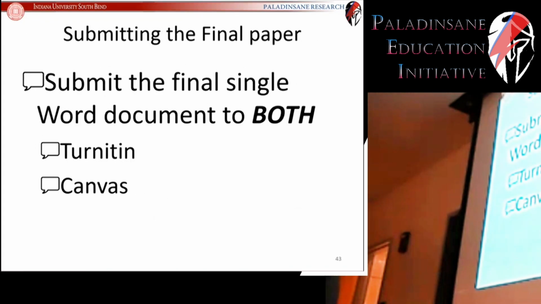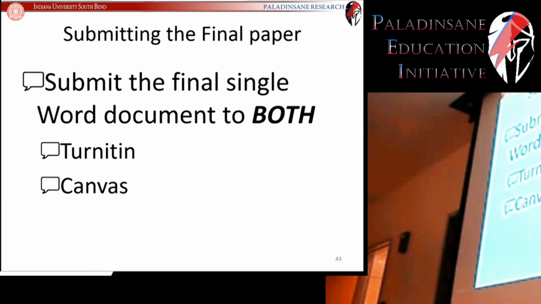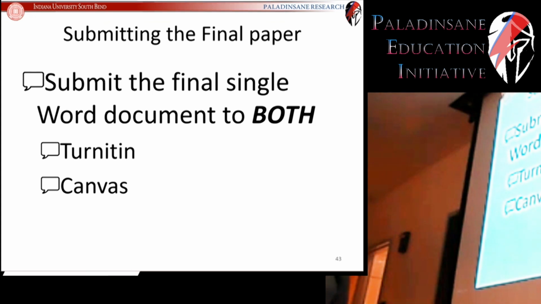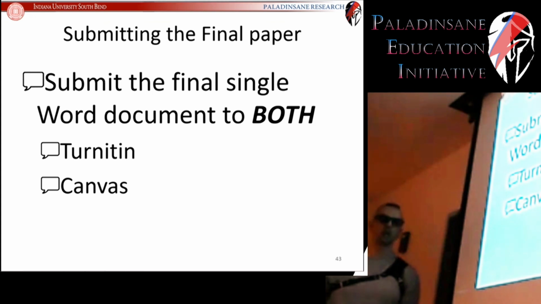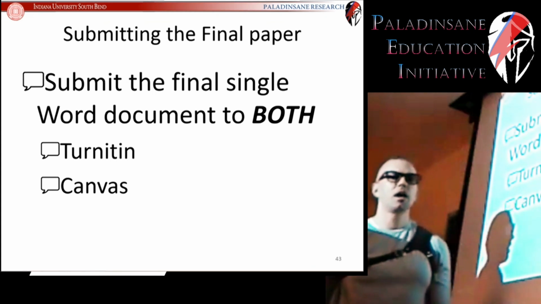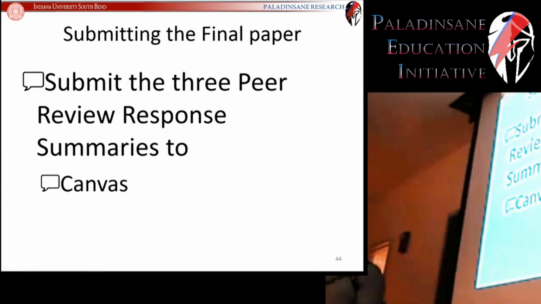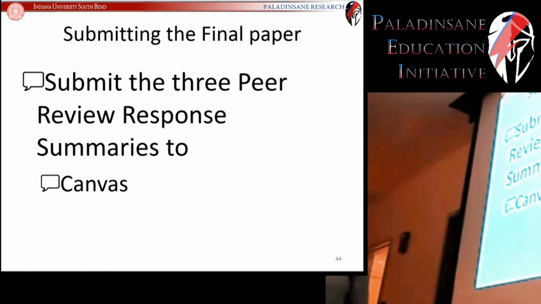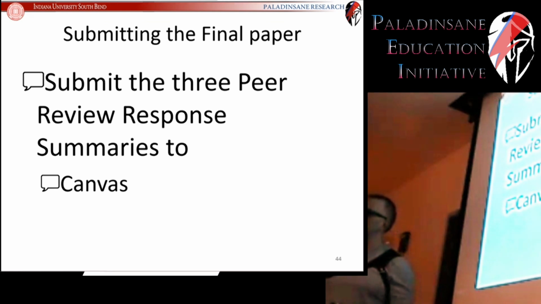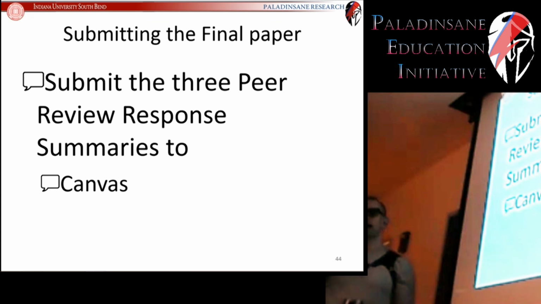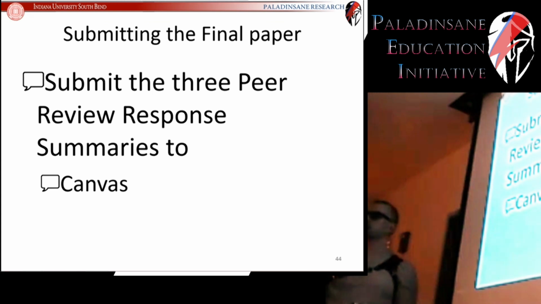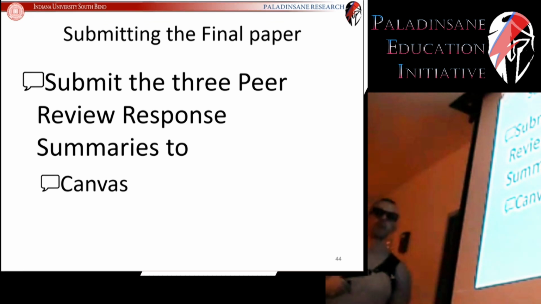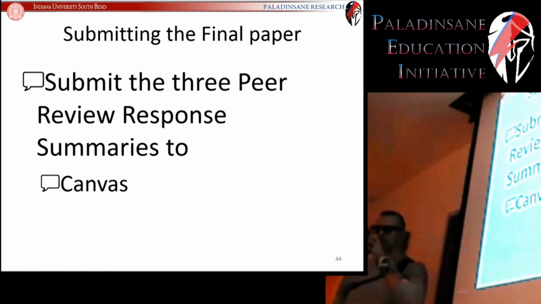All right, the final document is going to be submitted as a single Word document. So one big research paper that has everything in there. It'll be submitted to Turnitin as well as Canvas, so that's just a little backup redundancy. And then you will also submit your 3 peer review response summaries. Those Word documents are available on Canvas right now, so you can download them. As you're making changes to your drafts, just make a note as you're going through your peer reviews and the feedback of the changes that you've made in those, and those will be submitted to Canvas along with your research papers.